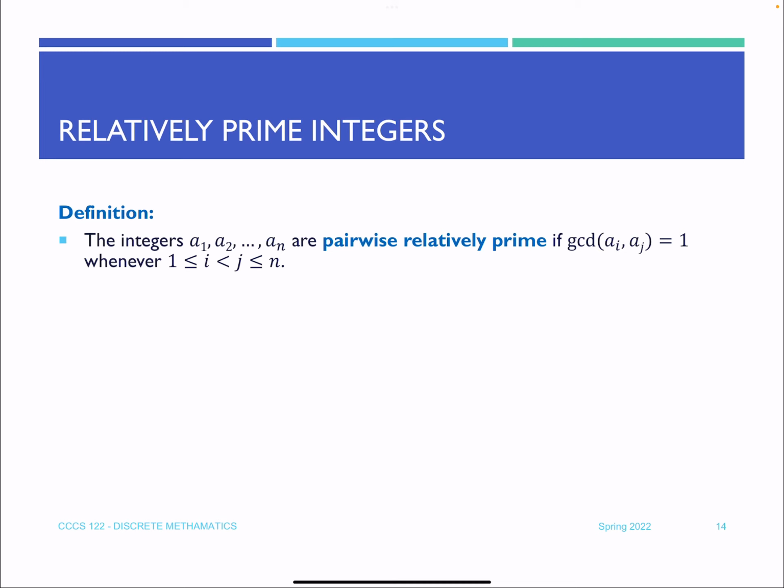So if you have more than 2 integers, you have a set of, say, n integers, you can still talk about numbers in that set being pairwise relatively prime if the GCD of every two selected pairs of numbers in this set, doesn't matter which ai or aj, which two numbers you pick, if the GCD of all pairs is 1, then we say that that's a set of pairwise relatively prime numbers.